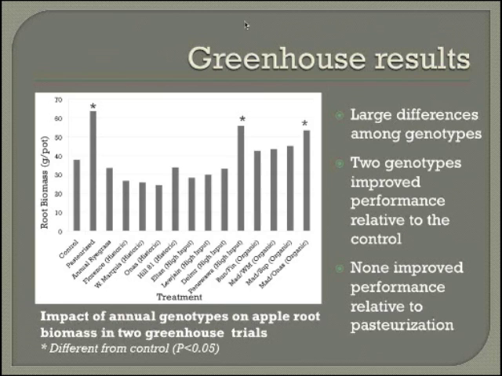So this is the results of what we found in our greenhouse studies. These are all the different varieties. We've got the control, the pasteurized. So this is apple seedling health after the wheat was grown in there. So with the pasteurized, where we effectively killed all the pathogens in that system, you can see it did quite well. And then we had all of these different wheat genotypes. And there's a lot of variability between the genotypes and what their impact on that apple seedling health.